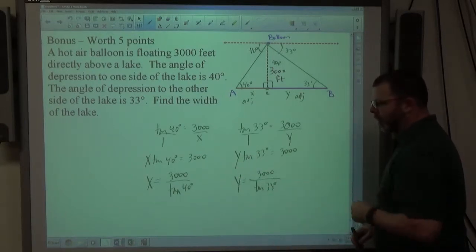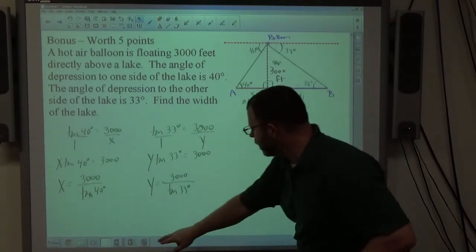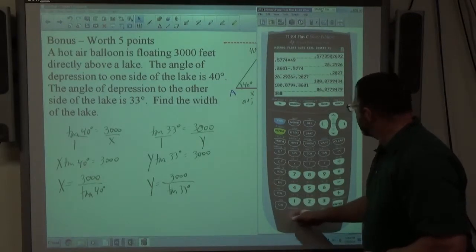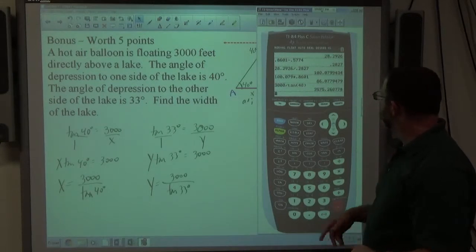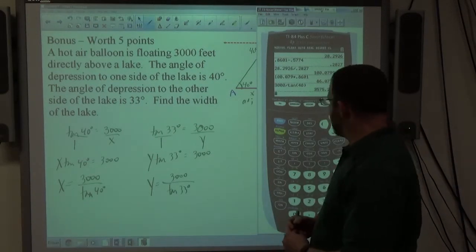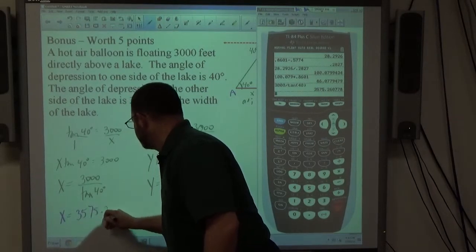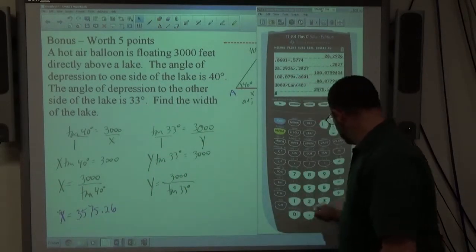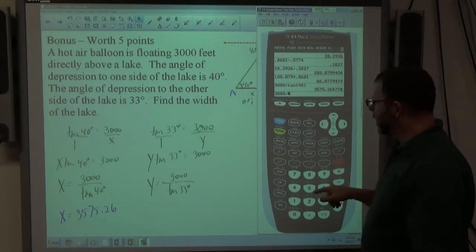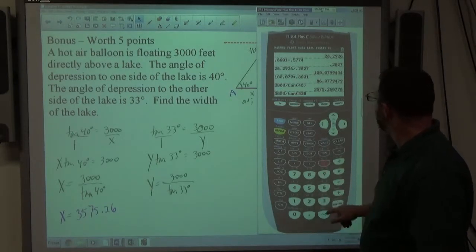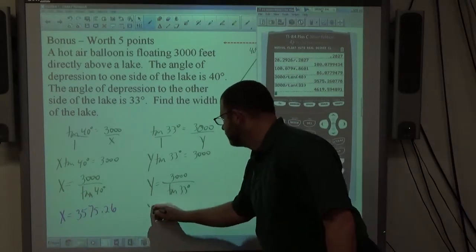And both of these have numerical equivalents. It goes over there so I can type on the calculator. 3,000 divided by the tangent of 40. So x is 3,575.26. And if we do 3,000 divided by tangent of 33, that comes out to 4,619.59.